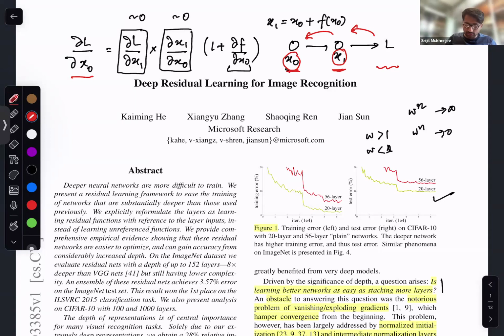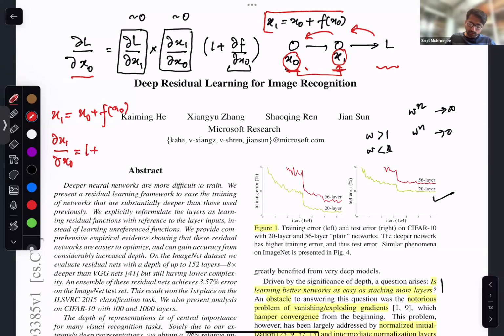So if you want to take this, you use the chain rule to do del L del x1, the backpropagation part, times del x1 by del x naught. The good part is that this x naught is actually added here. So x1 is nothing but x naught plus f of x naught, because of the residual aspect. And since this is added, del x1 by del x naught comes out to be 1 plus, of course, f dash of x naught.